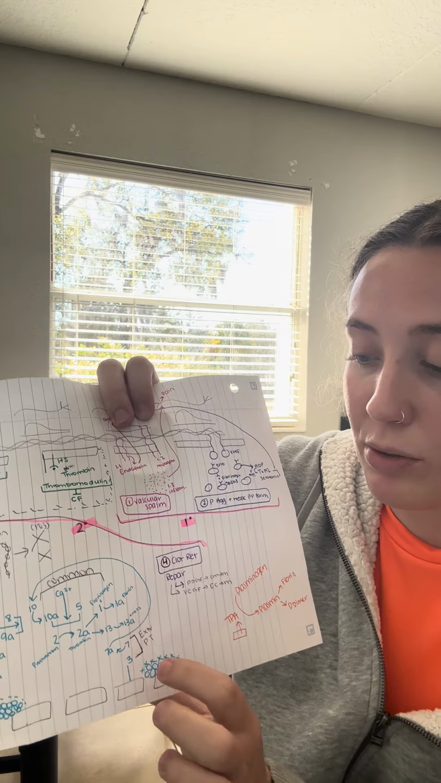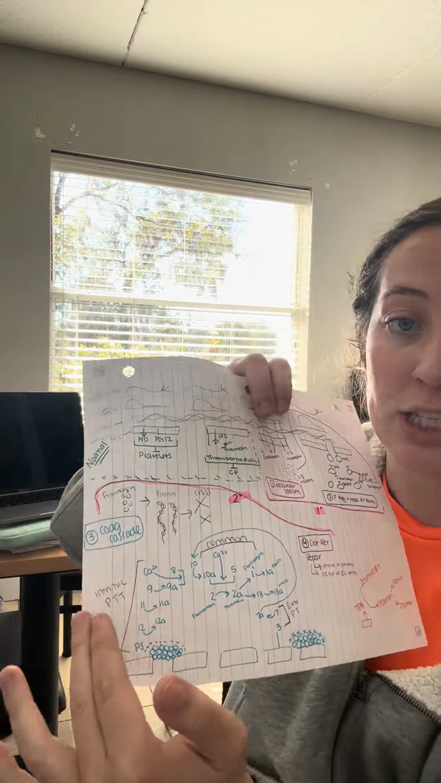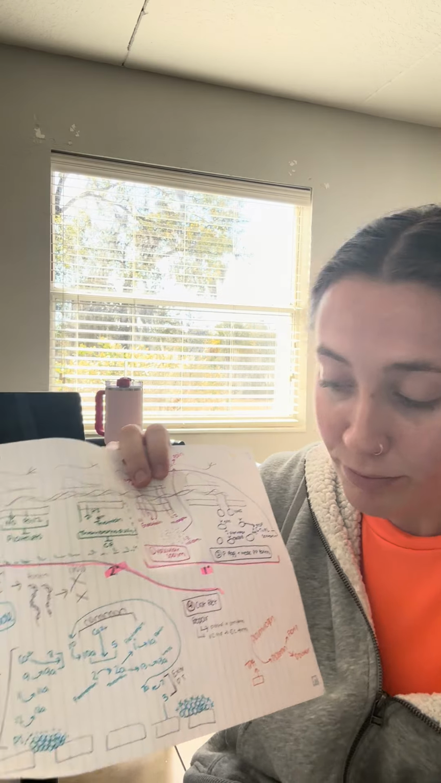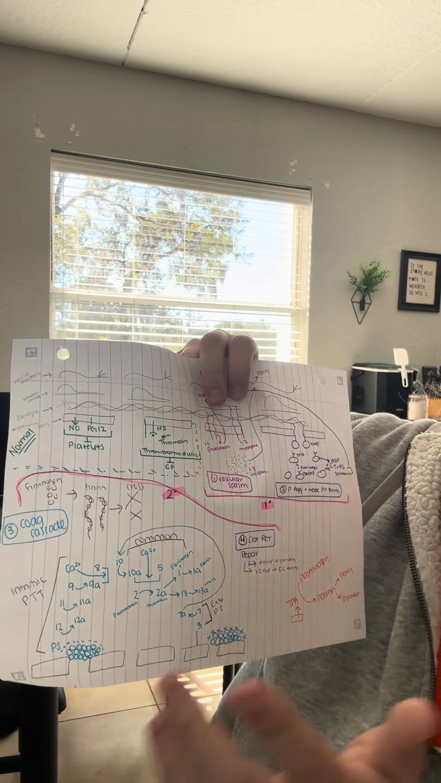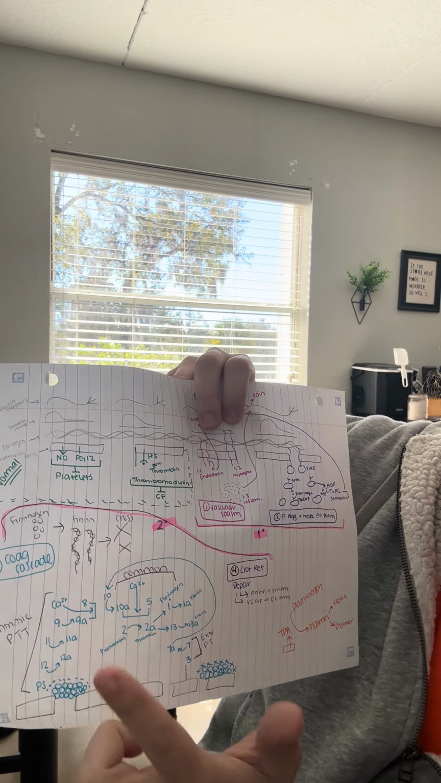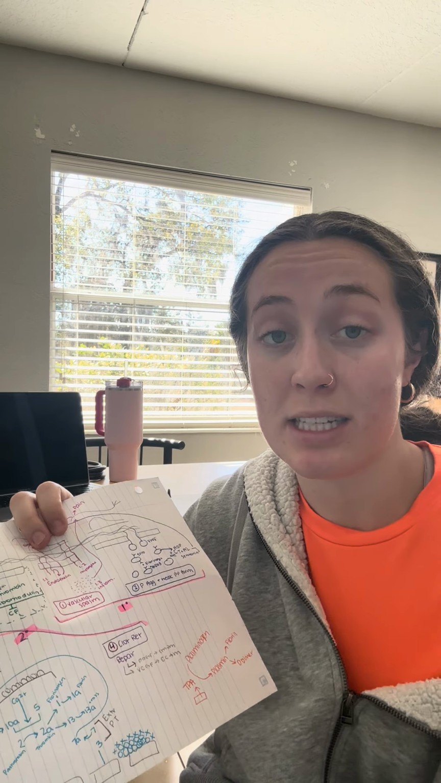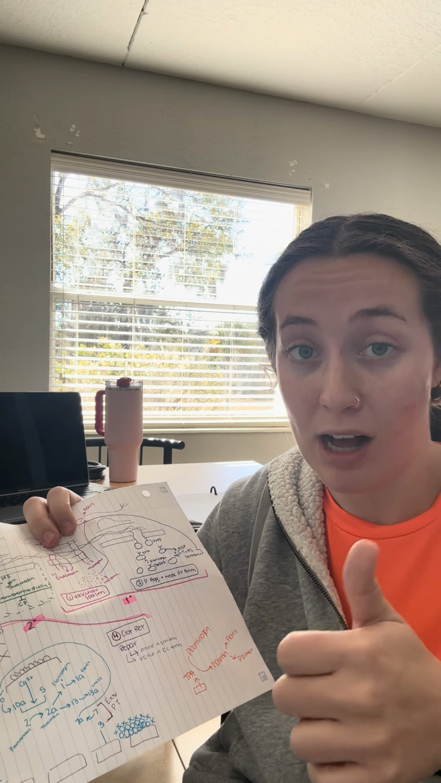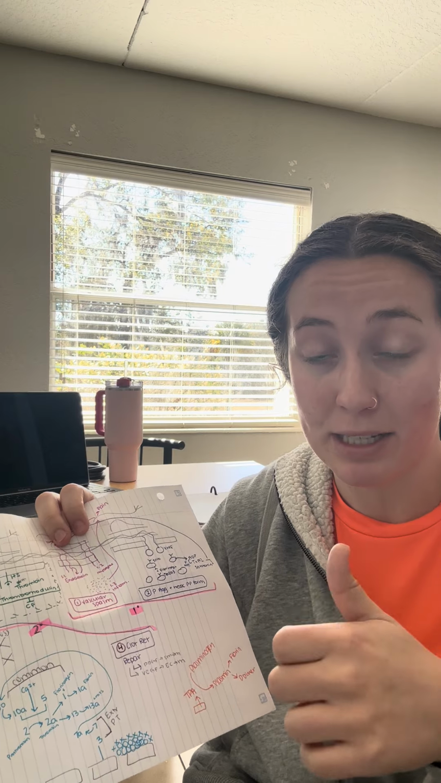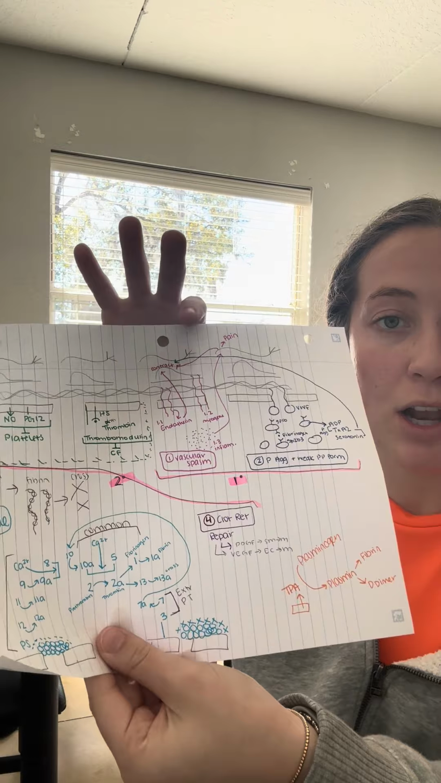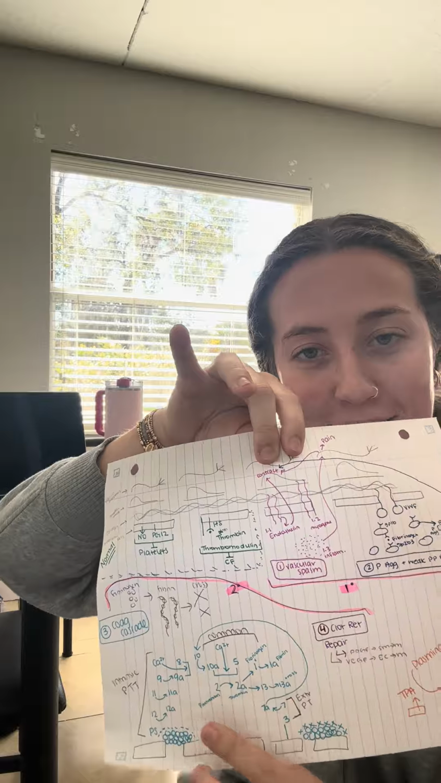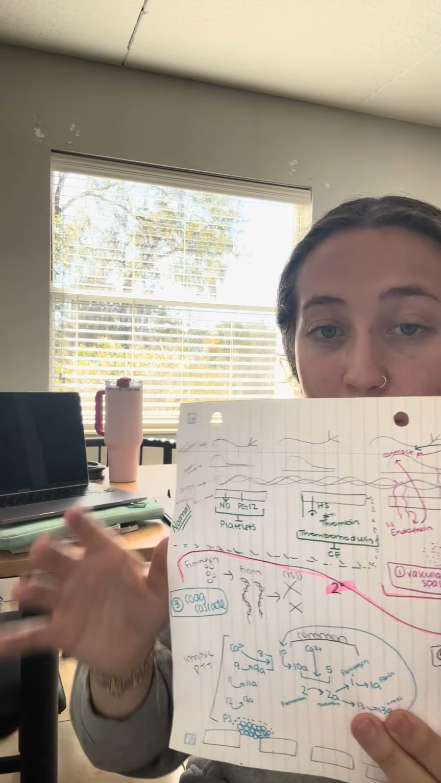Same thing if there was a problem with 7, that's only affecting your extrinsic pathway. It has nothing to do with your intrinsic, so your PTT would be fine. However, if there's a mutation or a problem anywhere from 10 to 1 or 13, then that's known as the common pathway. It's affecting both PT and PTT. So you're going to have high levels of both. The time is going to be higher for both. So that was probably the most dense part of the clotting steps, but that is very important for blood clotting.